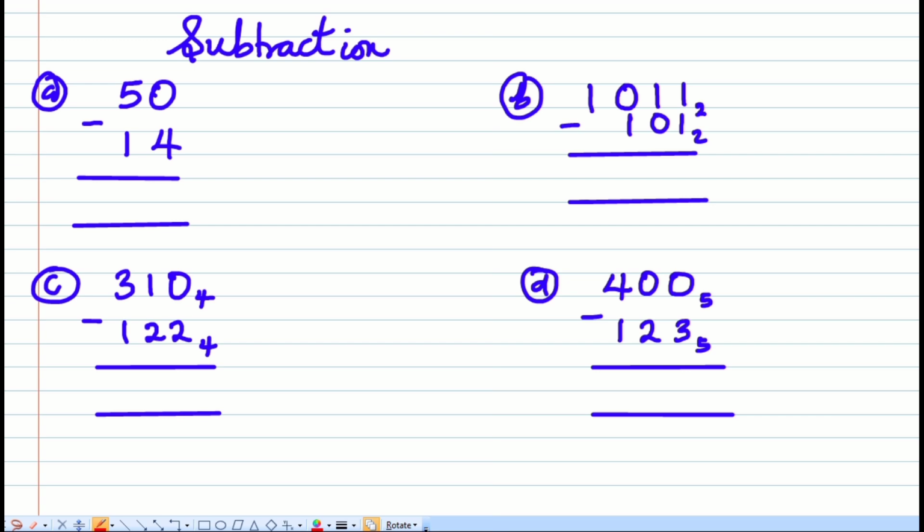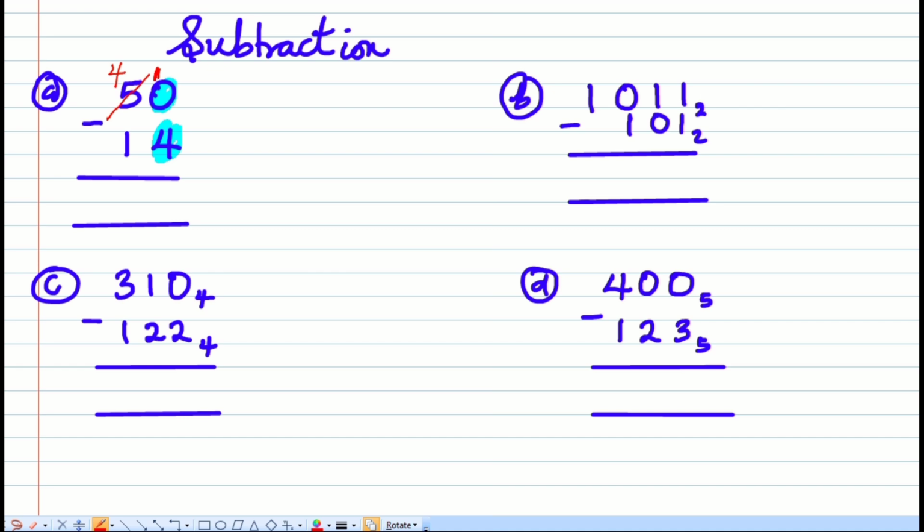Now we have 0 for the first column. We have 0 minus 4. Well, you see that 4 is bigger than 0, so it can't go. That's the language you use. So we have to borrow, right? When we borrow from 5, what will be left there is 4. But the one we now borrow is not going to be 1. It's going to be what now? 10.